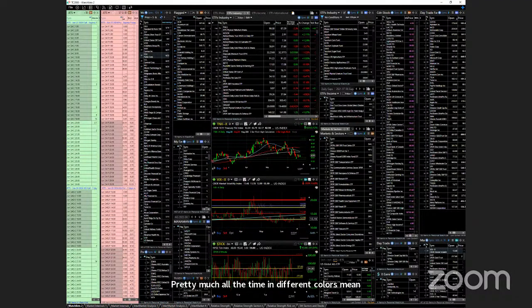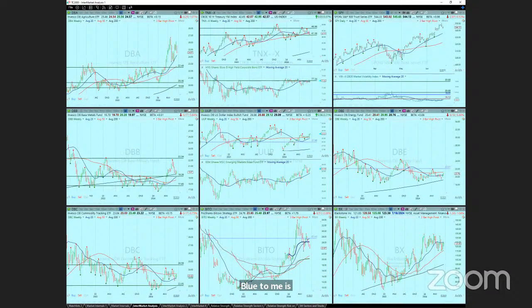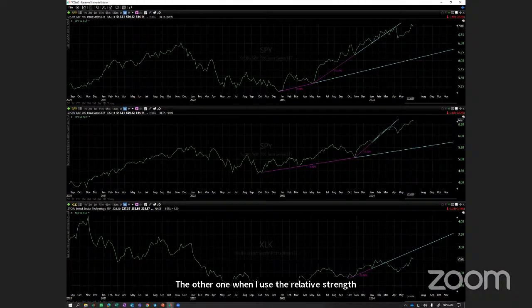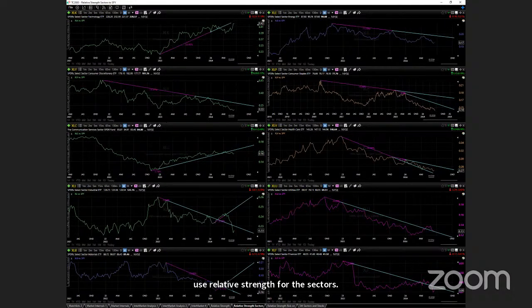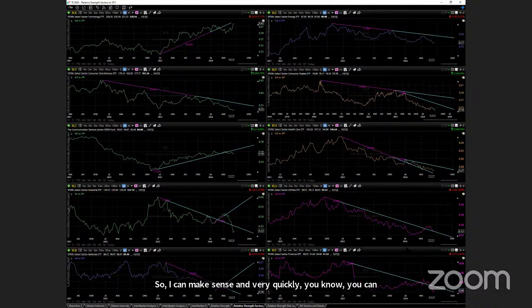When I look at the intermarket analysis, which is right out of what Greg shared with us, blue to me is just this is a weekly. It's almost like a dashboard of stuff. The other one, when I use the relative strength stuff, I use relative strength for the sectors. I know that Alex doesn't prefer this, but I can see again these colors match to those economic and market cycles. So I can make sense very quickly. You can look at the charts as well. This is meant to be just a very quick look. I only look at this weekly.